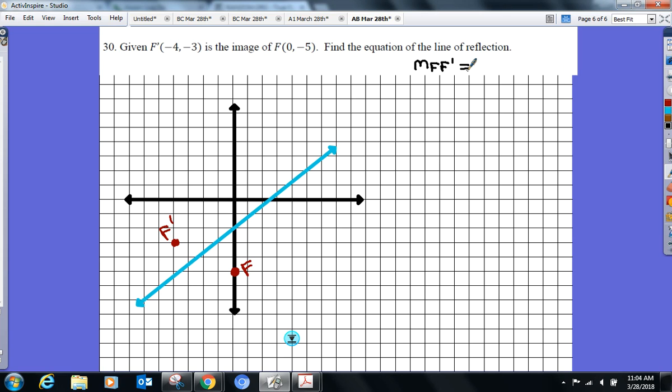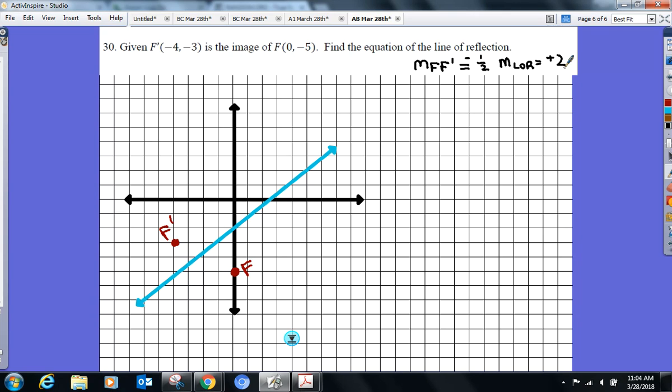Well, I go up 2 over 4. So that's what, 1/2? But as you notice, is that a negative or a positive slope from F to F prime? That is a negative slope. So what would be the slope of your line of reflection then? If these two are perpendicular, it should be positive 2. All right, so they're negative reciprocals of each other.